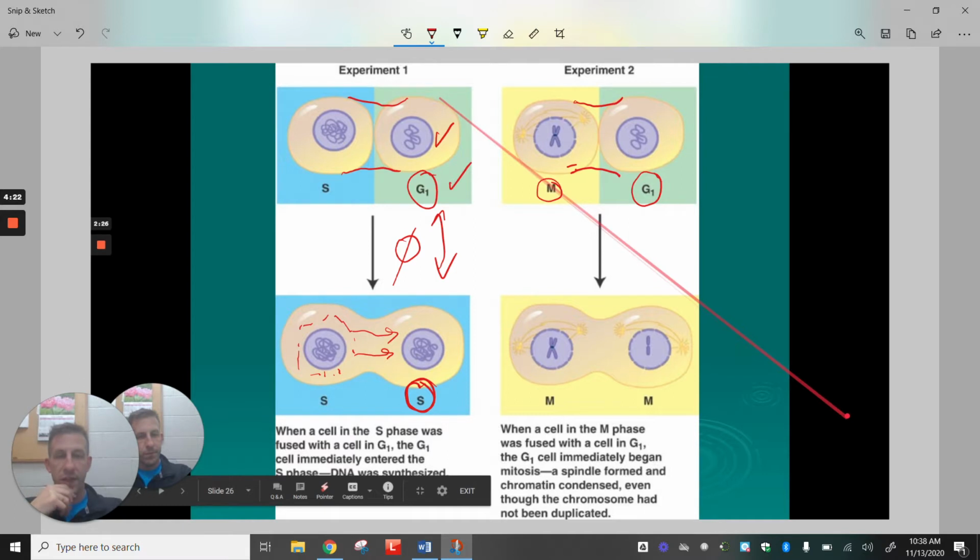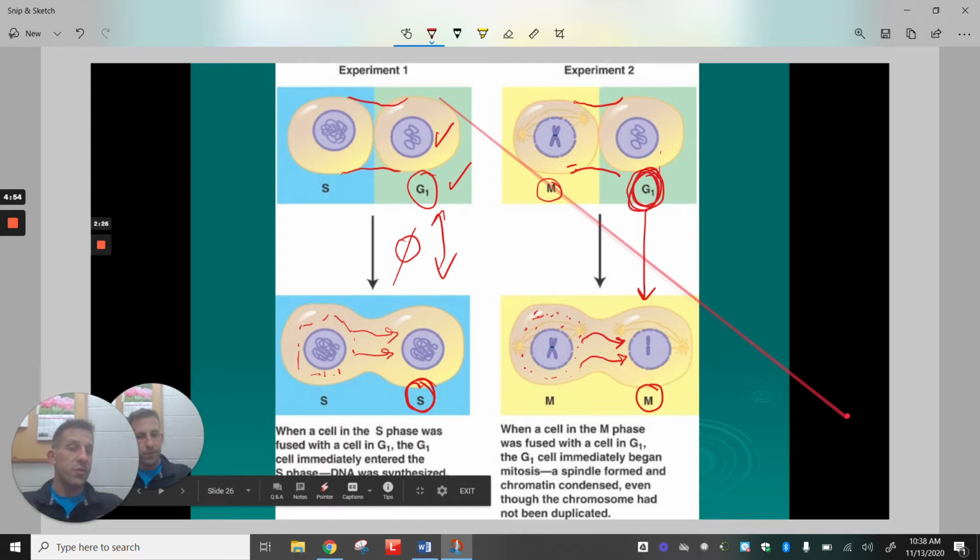And it turns out that this cell that was in the G1 phase all of a sudden flips and turns to a cell that is in the mitotic phase. And so this gives them some solidifying evidence that there's some kind of chemical signal in this cell that, once we fused their cell membranes, moved over to this side, and made this cell that was in G1 turn into a cell that was in the mitotic phase, okay?